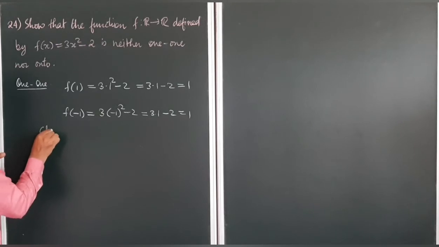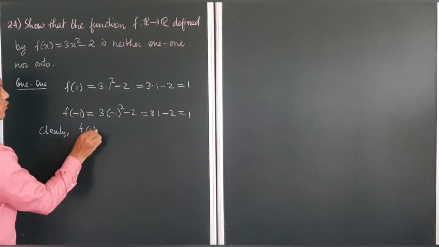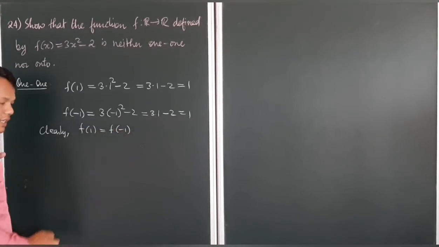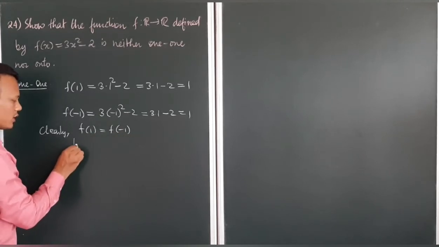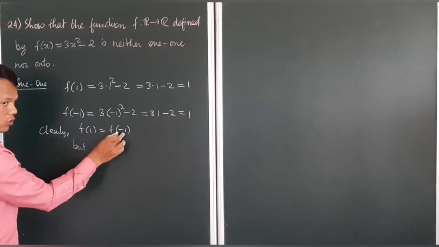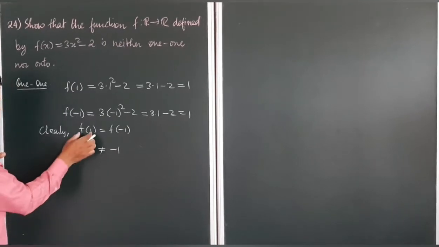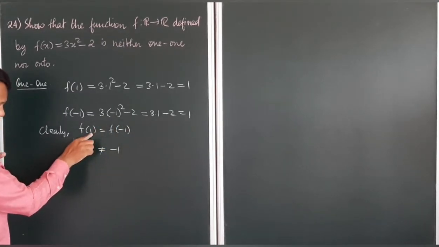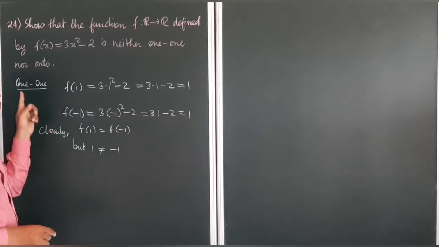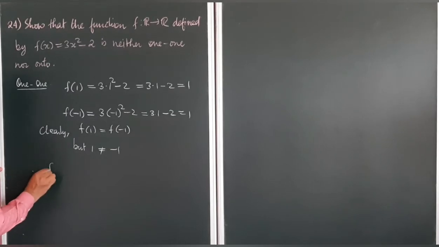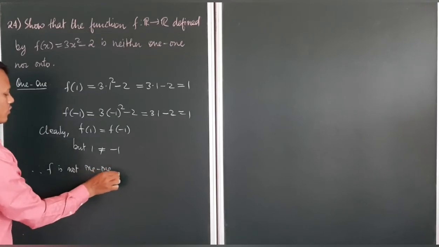So clearly f(1) and f(minus 1) are both the same. So f of x1 is equal to f of x2 here, but x1 and x2 are not equal. x1 is 1, x2 is minus 1, so they are not equal. This is against our definition of one-one, so that's why f is not one-one. Alright, so the first part is done.